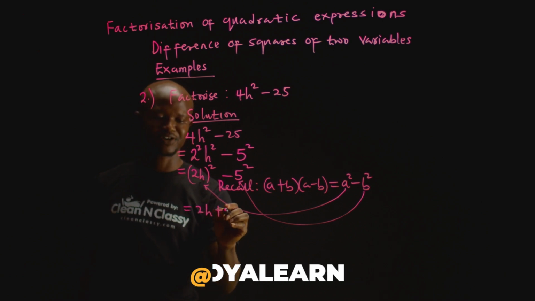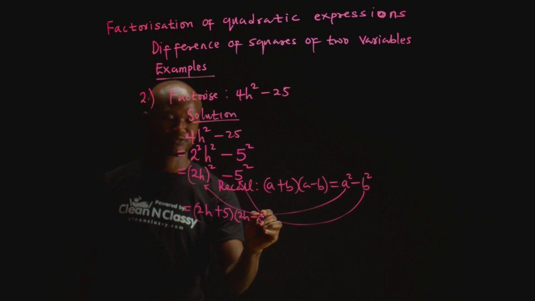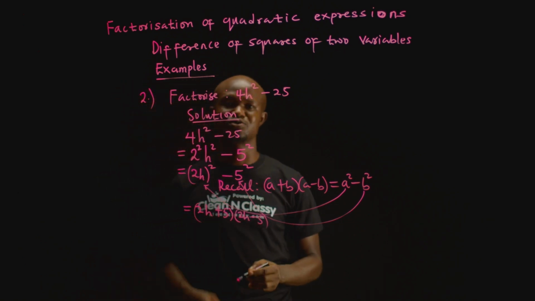2h plus 5 into what? 2h minus 5. That is the solution to the problem.